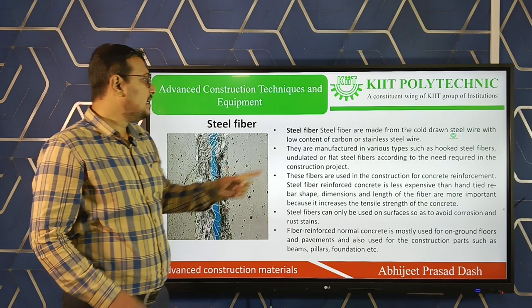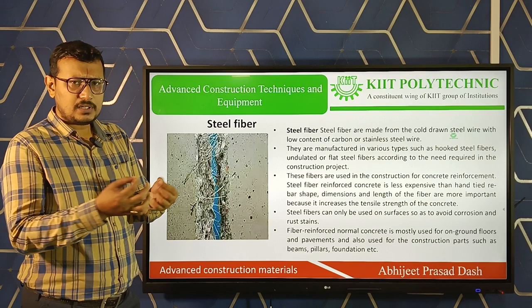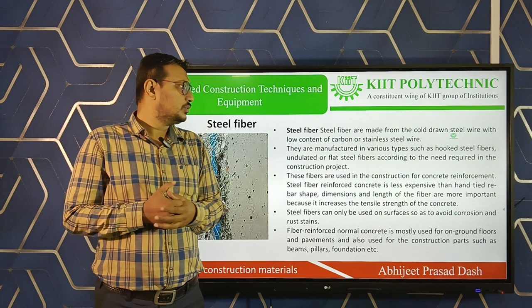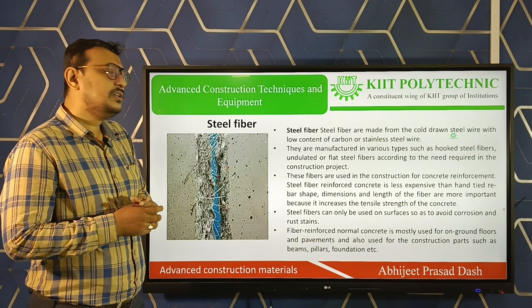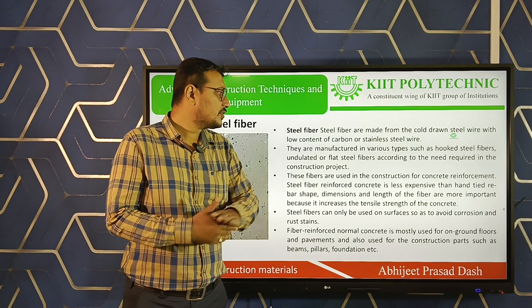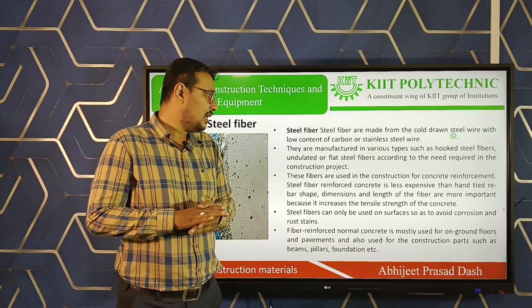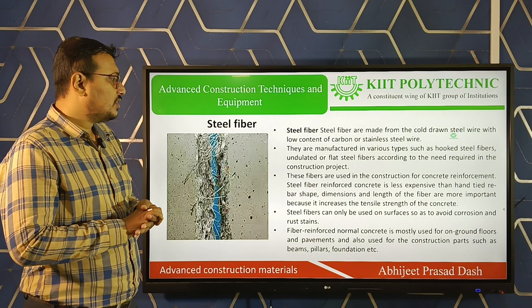Steel fibers are made up of cold drawn steel wires, simple steel wires with low content of carbon, or stainless steel wire. They are manufactured in various types such as hooked steel fiber, undulated or flat steel fibers, according to the need of our construction project. These fibers are used in the construction of concrete reinforcement. Steel fiber reinforced concrete is less expensive than hand tied rebar shaped dimensions. Length of fiber is important because it increases the tensile strength of concrete.